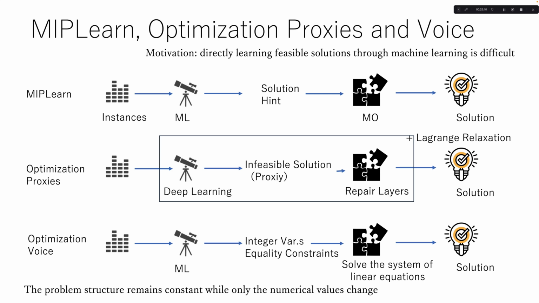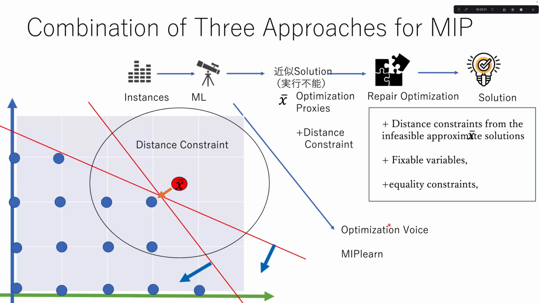All of these methods assume that the problem structure remains constant while only the numerical values change. Additionally, it is evident that these methods include problem-specific components and are not universally applicable. For general mixed integer optimization problems, combining these three approaches can help to mitigate each approach's weaknesses.